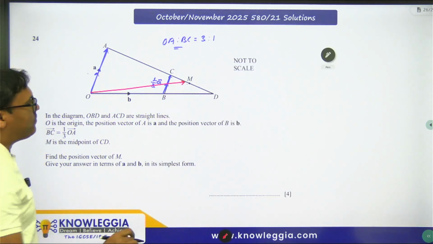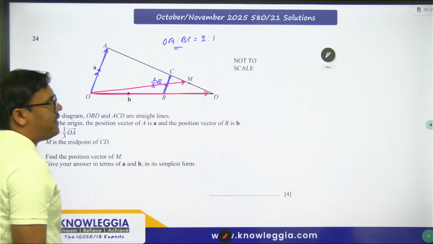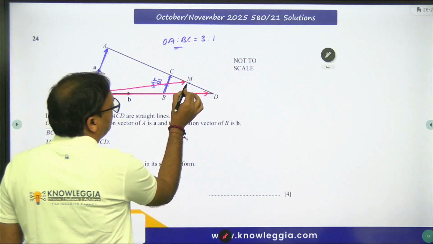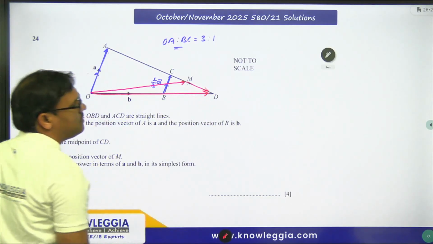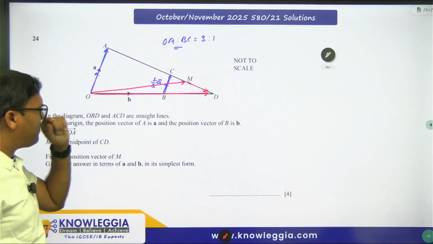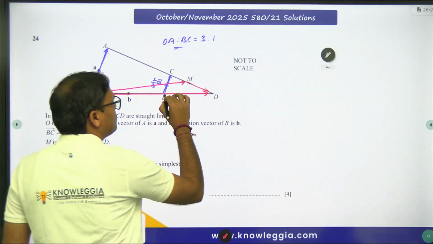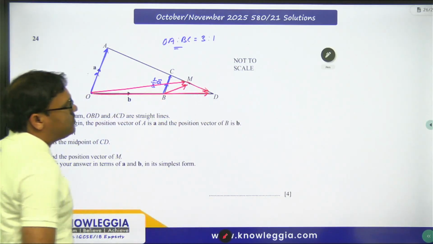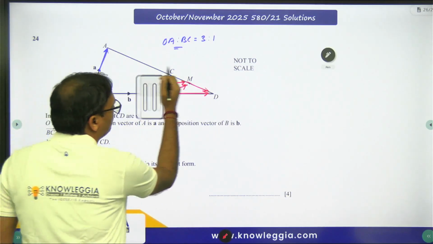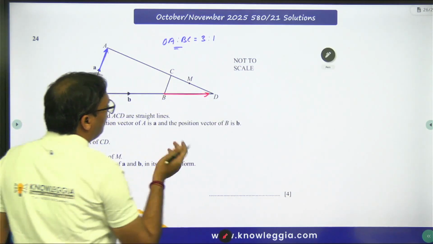So let's see how you can find this. You can see, I can find this vector, and then accordingly solve this question. Or otherwise, since this is the midpoint, I can use this also. So there are different ways to solve this, right? So let's focus first on what the BD vector is. Let's find the BD vector.